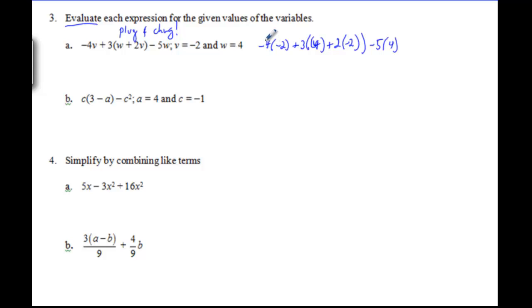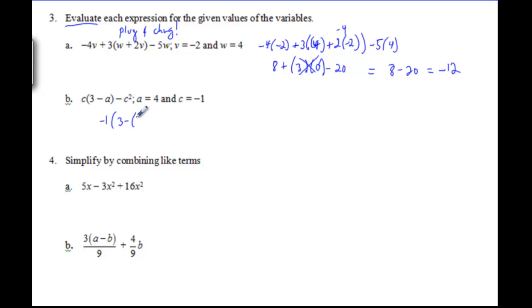What do we get? If we use our properties, negative 4 times negative 2 is 8, plus the quantity, so we have 4 plus 2 times negative 2, so this is negative 4. 4 minus 4 is 0. So we have 3 times 0 minus 5 times 4 is 20. 3 times 0 cancels out, so we get 8 minus 20, which is negative 12.